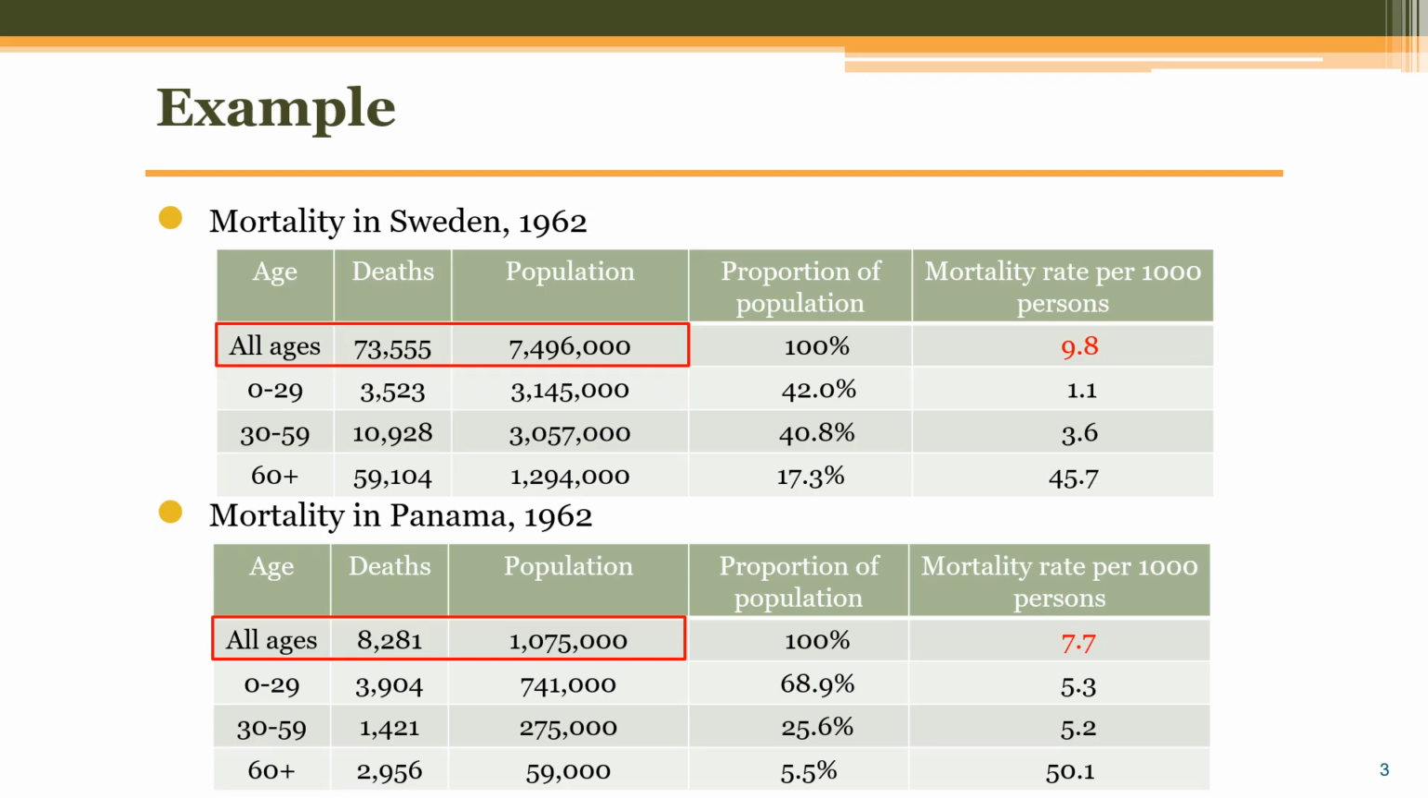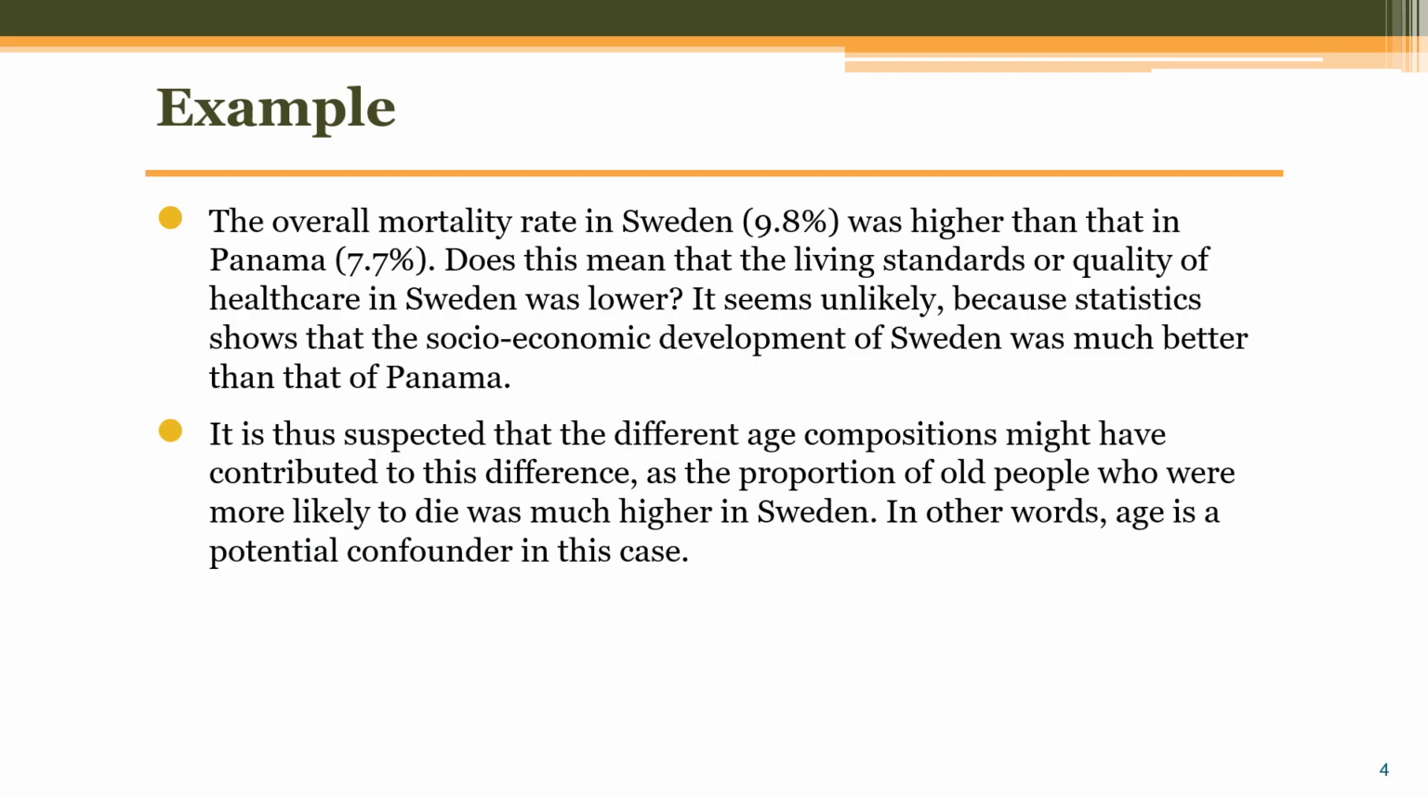From these two tables, we can see that the overall mortality rate was 9.8 per 1,000 persons in Sweden and 7.7 per 1,000 persons in Panama. We can also see that Sweden had a higher proportion of older people compared to Panama. Based on the higher overall mortality rate in Sweden, can we conclude that the living standards or quality of healthcare in Sweden was lower? Or in other words, can we say that the difference in overall mortality rate between the two countries was caused by living standards or quality of healthcare?